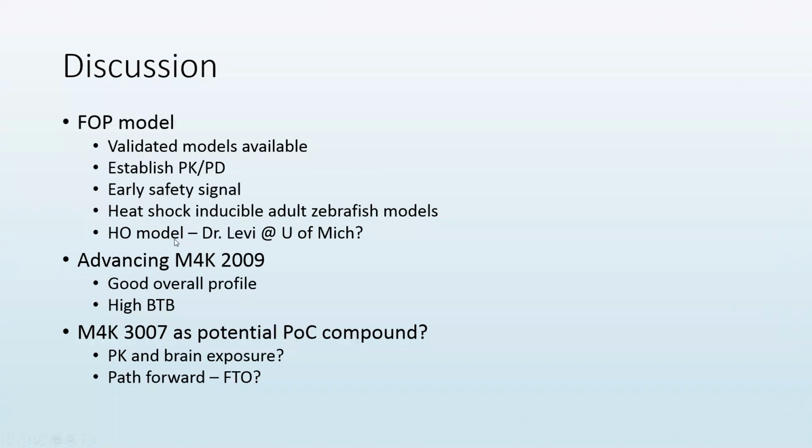So from what I've heard today, everyone is in favor of continuing to advance M4K 2009. So I think that's good. If anyone has anything that they'd like to say around that, please do. And then the M4K 3007 as a potential proof of concept compound. Let's at least get the pharmacokinetics for it to see where we stand, and we can make decisions based on that profile. And of course, with that, we will have a freedom to operate issue, but at least with respect to demonstrating a proof of concept, I think we should be okay.